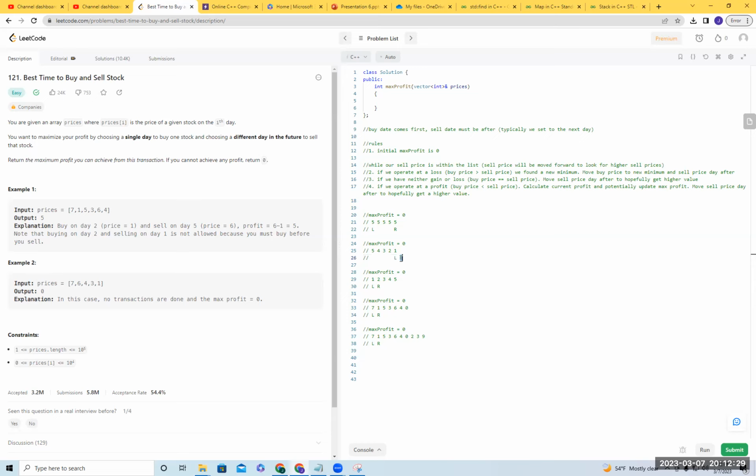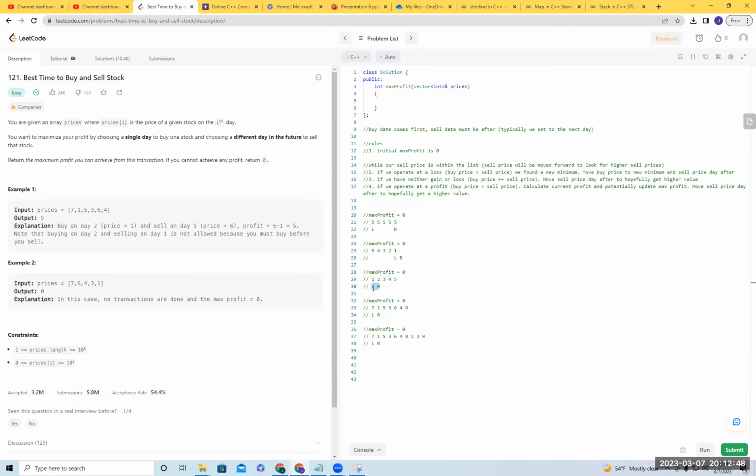Notice at this point, my right is not within the list. My sell date is not within the list. So it's complete. And I never made any transactions, or I never had a chance to make a profit. So it's still the default value. That's it. Let's look at the next condition where we have increasing values.